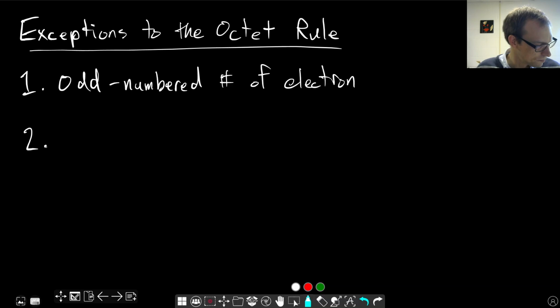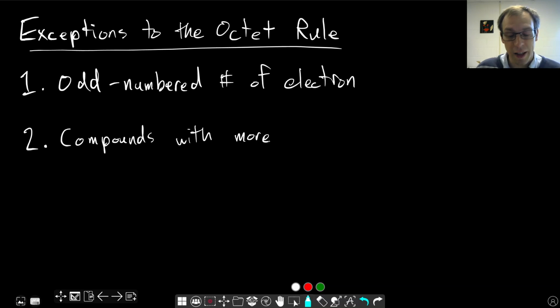Our second set of exceptions that we'll be looking at are compounds with more than an octet. So you can have compounds that exceed the octet rule, where you end up with 8 or 10, or with 10 or 12 electrons or more around the central atom, or any atoms in the structure.